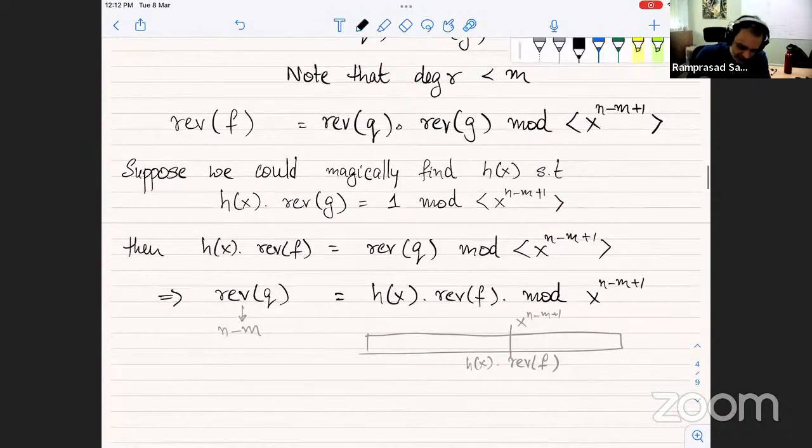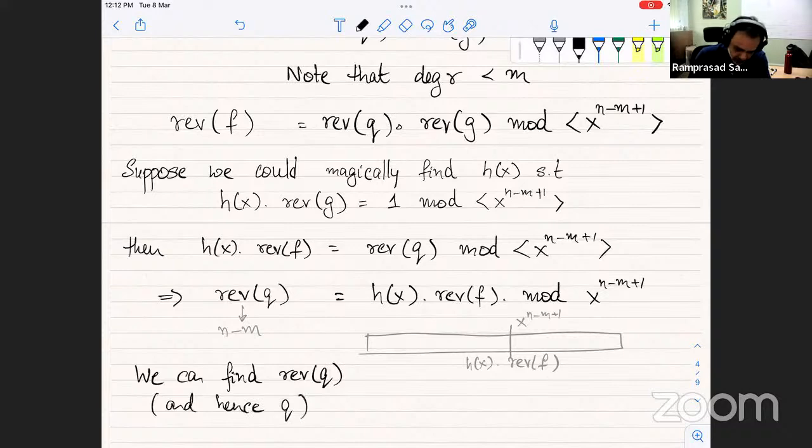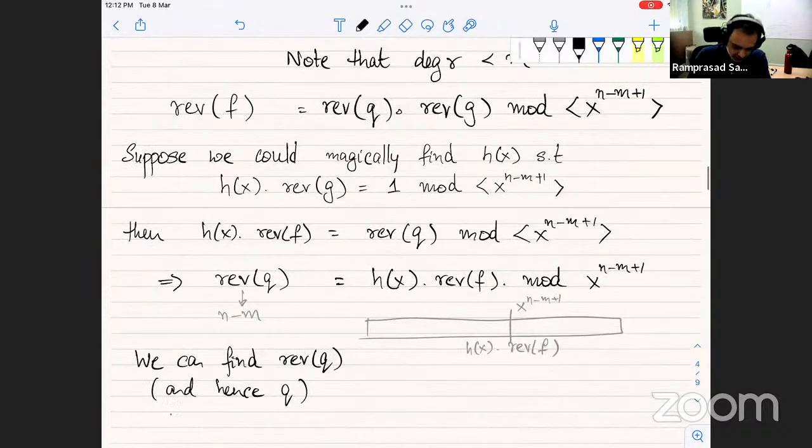So this tells us that we can find this polynomial reverse of q, and if we can find reverse of q, we can also find q by one polynomial multiplication of h of x and f of x. Sorry, not f, but reverse of f.